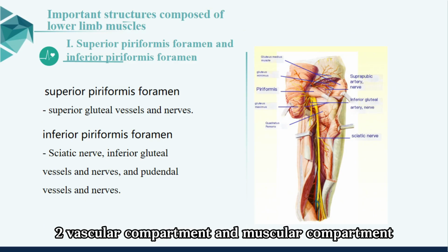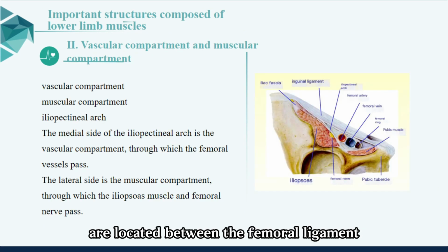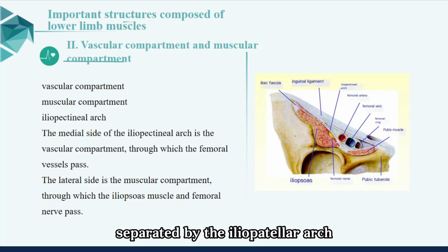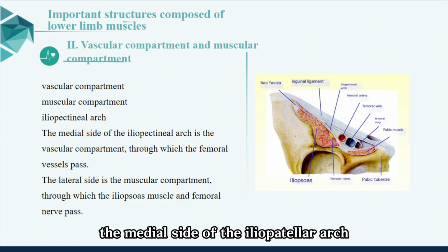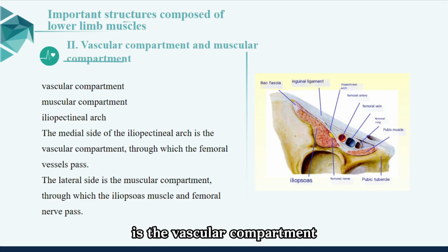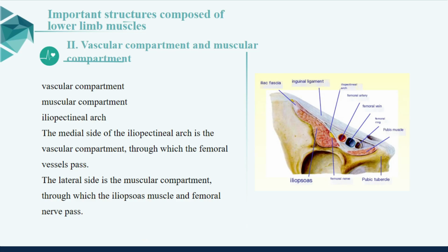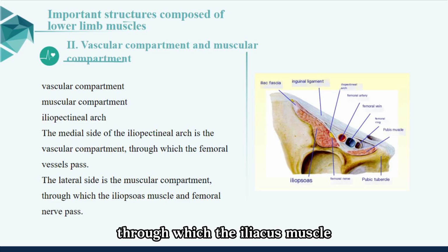2. Vascular compartment and muscular compartment. The vascular compartment and muscular compartment are located between the inguinal ligament and the hip bone, separated by the iliopectineal arch, a bundle of fibers connecting the inguinal ligament to the iliopectineal eminence. The medial side of the iliopectineal arch is the vascular compartment, through which the femoral vessels pass. The lateral side is the muscular compartment, through which the iliopsoas muscle and femoral nerve pass.